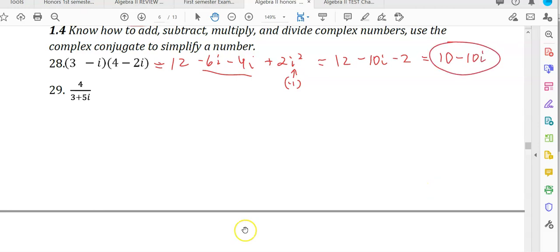You want it in real form, so we love a plus bi. So we don't like an i in the denominator, so we're going to multiply by the conjugate. The conjugate of 3 plus 5i is 3 minus 5i. So we're going to do that top and bottom. So let's simplify the denominator. We're going to FOIL that, but all we need really is first and last. 3 times 3 is 9 minus 25i squared, which is really 9 plus 25, which is 34.